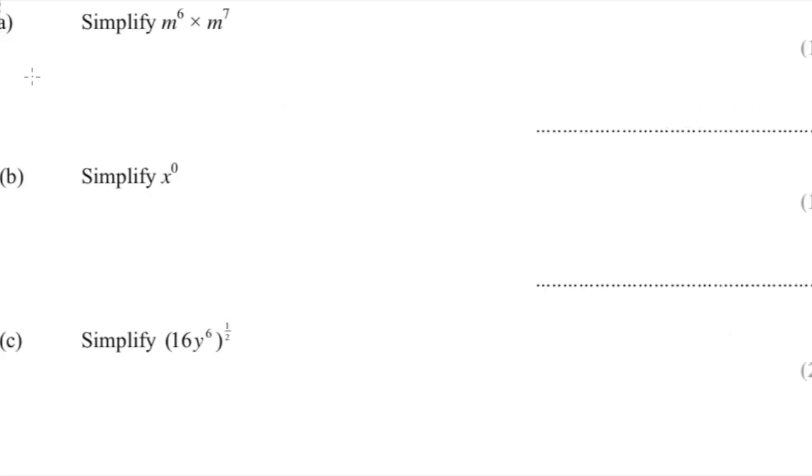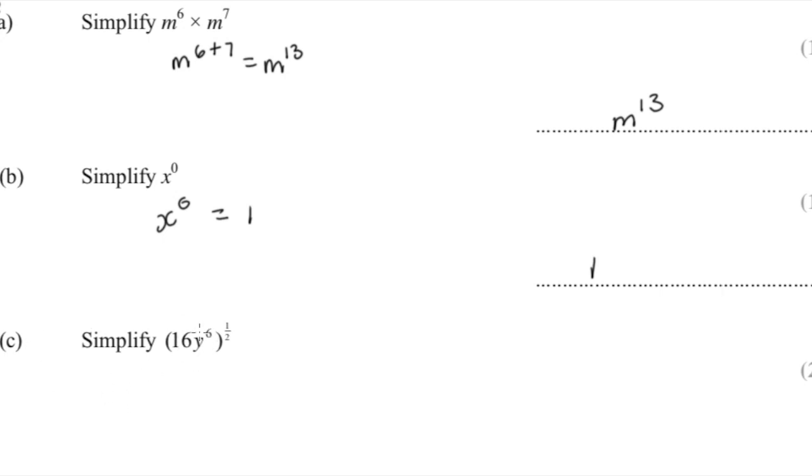So question number 2, the first question says simplify m to the power of 6 times m to the power of 7, and we add the powers, which is equal to m to the power of 13. Then this one, simplify x to the power of 0. Remember, anything to the power of 0 is 1. So the answer will be 1.